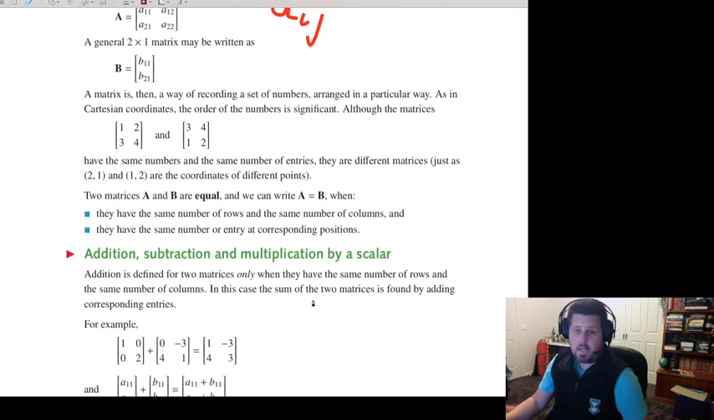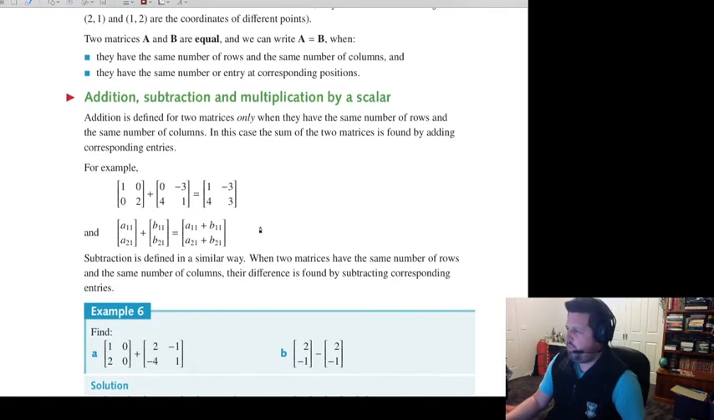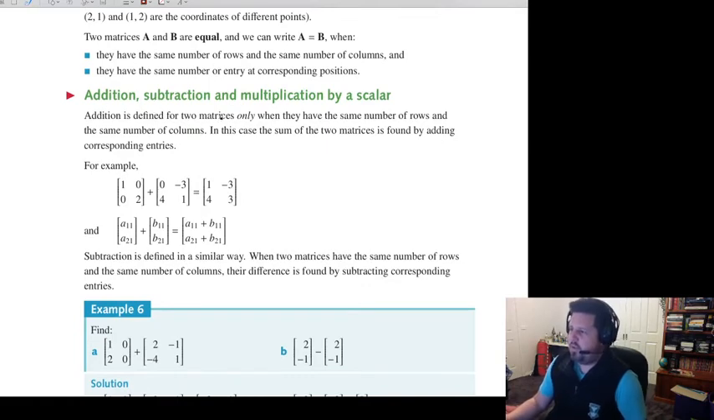Now, the good news is, because we're in maths, you can do operations on matrices. You can do addition, cool. Subtraction, cool. And you can do multiplication, excellent. We're going to have a look at how addition works first. It says here, addition is defined for two matrices only when they have the same number of rows and the same number of columns. So what they're saying is you can only add and subtract matrices if they are the same size.